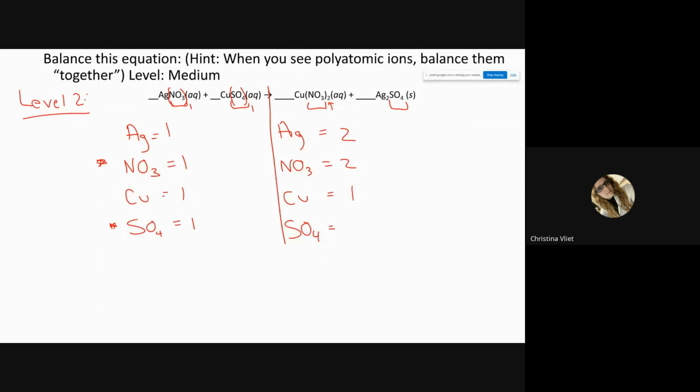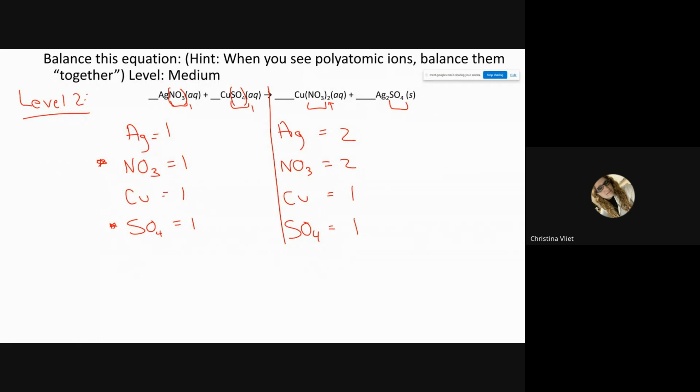Sulfate? 1. No parentheses, so that means there's only 1 of the sulfates. Alright, so now that we see it like this, start changing whatever needs to be changed. Start at the top, just to AG. I want to change that from a 1 to a 2.